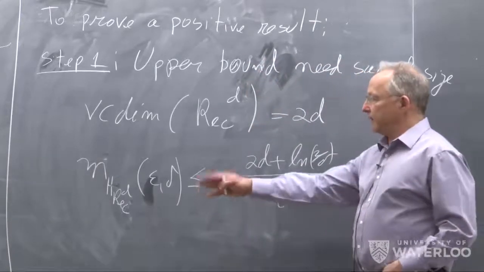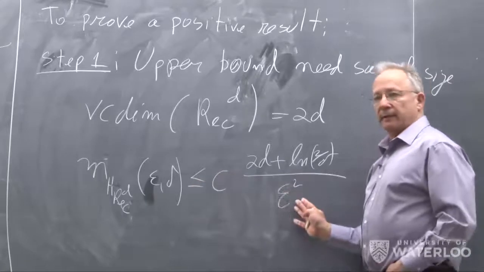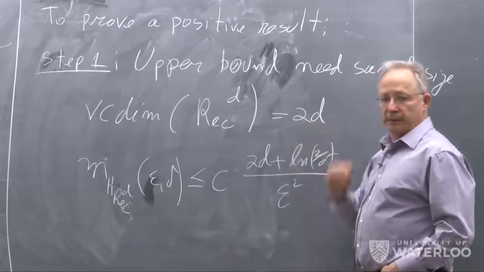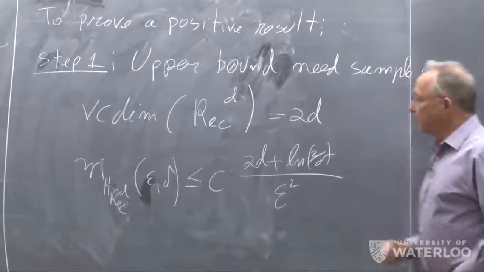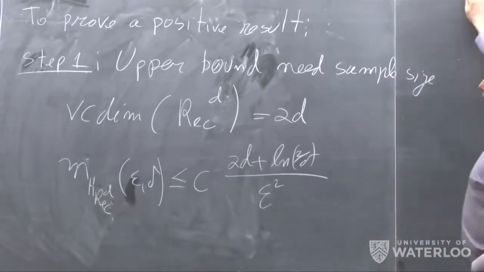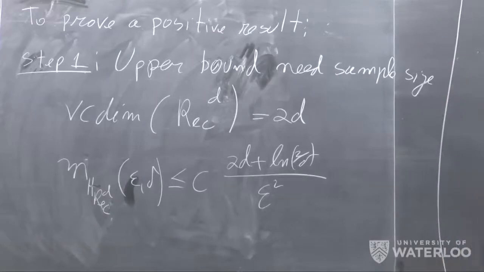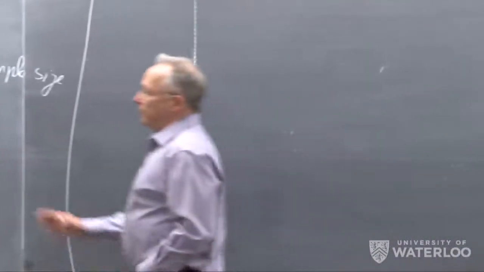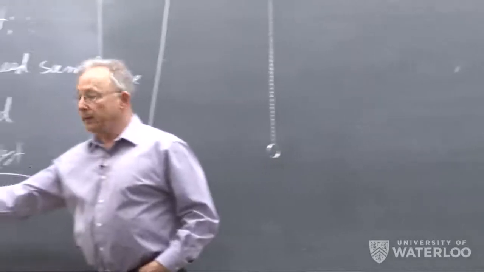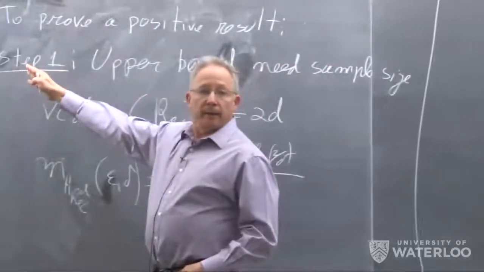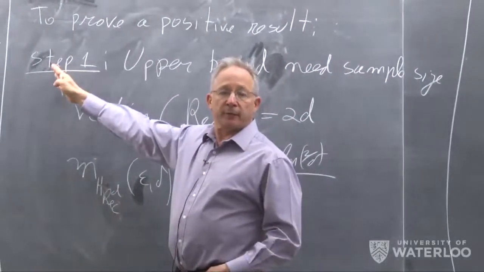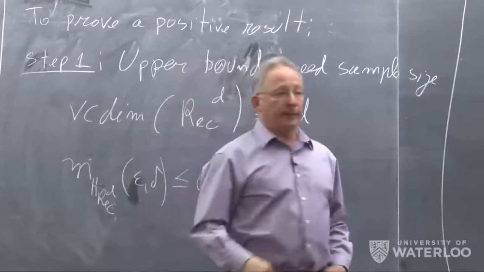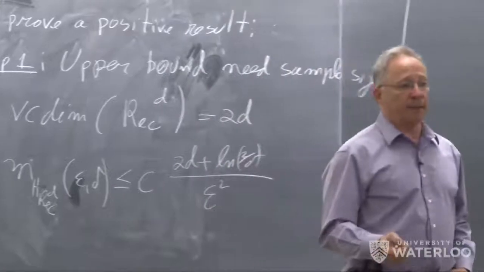So this is the fundamental result that tells us the sample complexity bound is a function of the VC dimension. So we know that if we want to learn rectangles to such precision, we could just do ERM over this size of a sample. So that was step one: estimate an upper bound on the size of a sample that you will need for this type of learning.